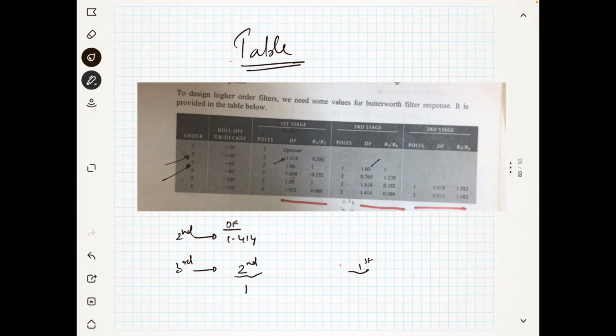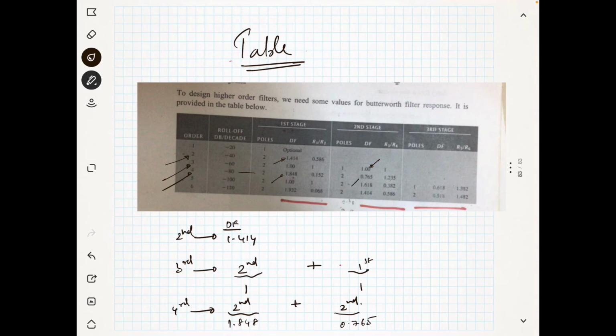and the second stage is having a damping factor again 1. Then the fourth order filter, you can see you have to use 2 second order filters. So for the first second order filter, you can see 1.848 is the damping factor, and for the second part you have to use a damping factor 0.765.